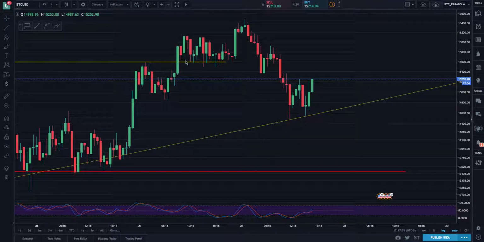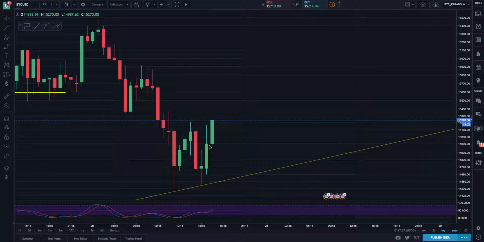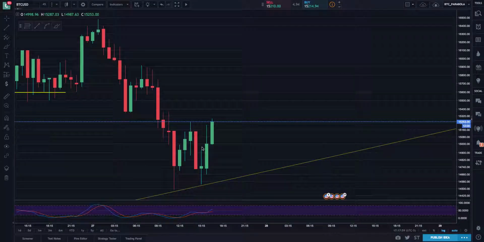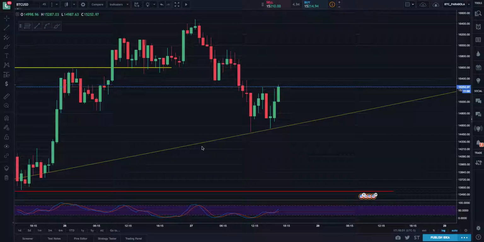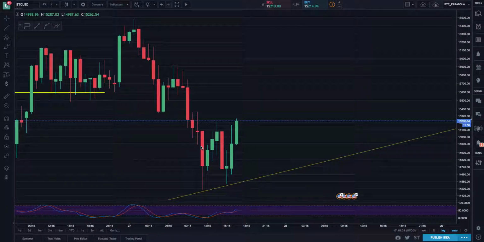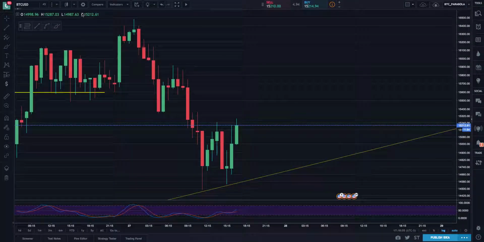What's up, guys? So today what we're going to be talking about is wicks in charting in general. You can apply this to cryptocurrency or stocks or anything in general in charting prices.